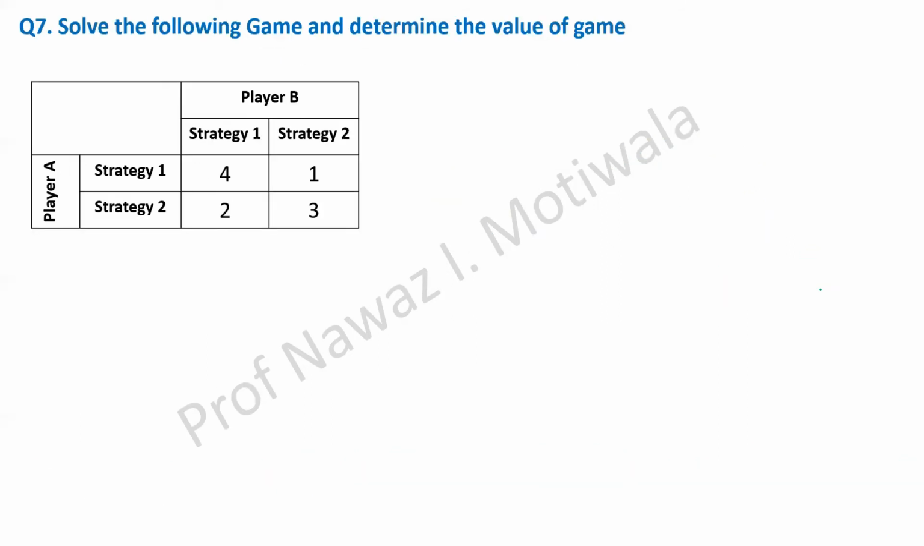Okay. Next question. Solve the following game and determine the value of the game. Even if it weren't said, we would have to do it anyway. Okay, so there are player A and player B. Strategies are 1, 2. What is the first step? Difference between rows. Yes. No. What is the first step?